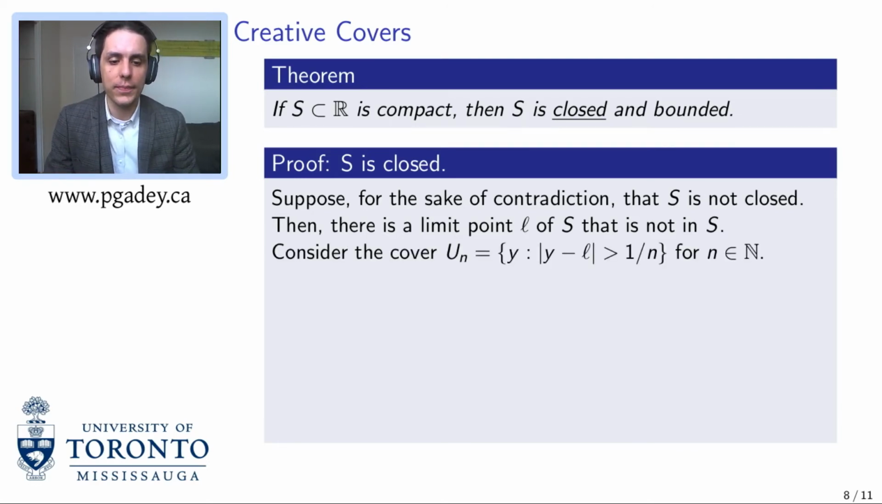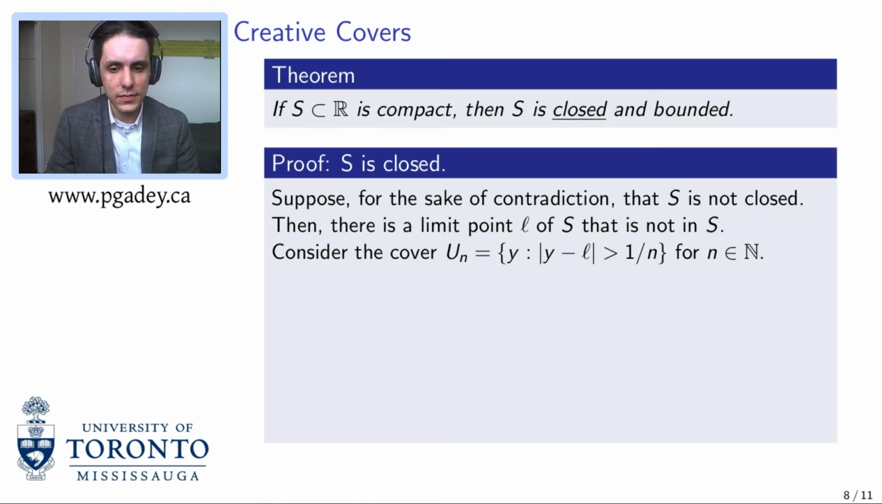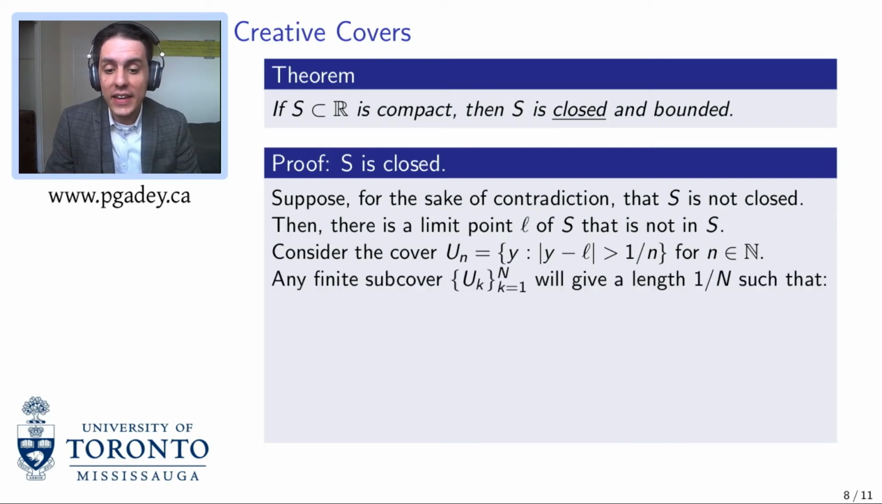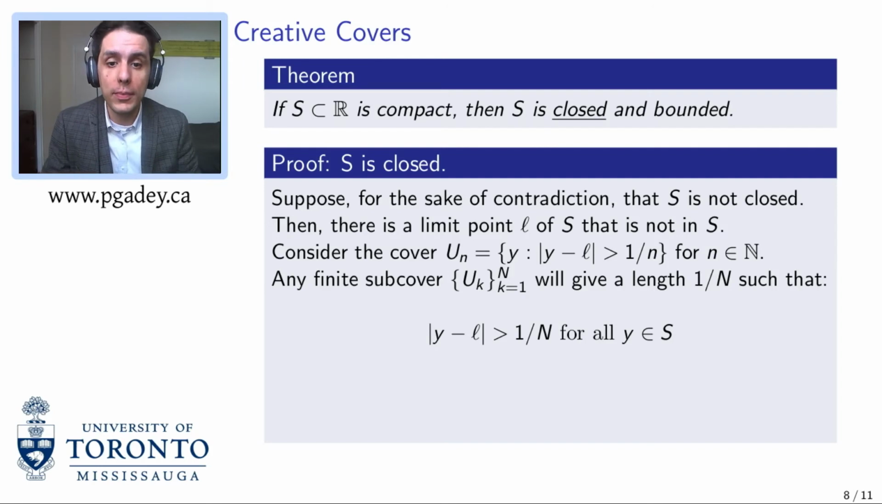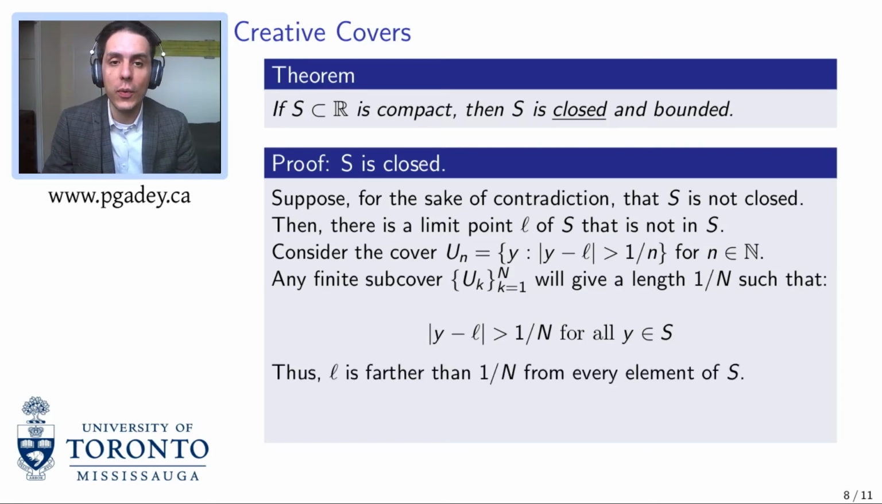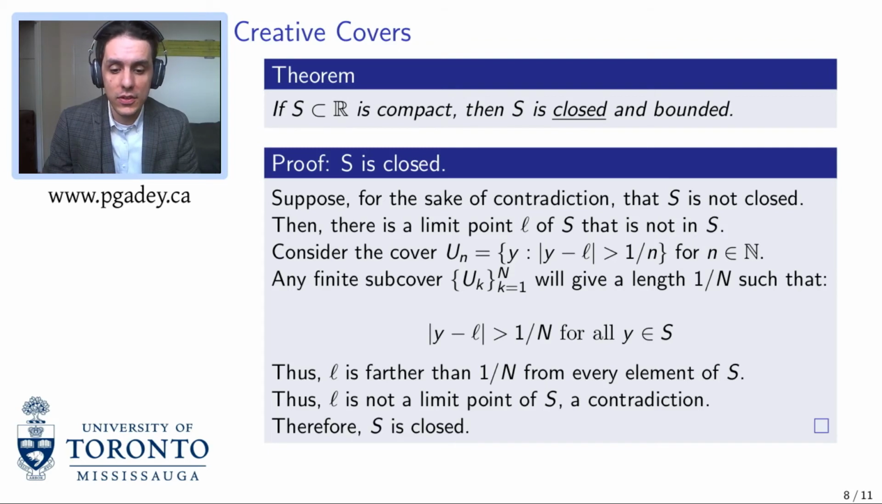So consider the following cover. So what are these sets? These are the sets of points that are bigger than 1 over n away from L. Okay, so the distance from Y to L is going to be big. It's going to be bigger than 1 over n. Okay, so any finite subcover will give some length, 1 over big N, such that |Y - L| is bigger than 1 over N for all Y in the set S. Okay, so we're going to say that the distance from the set S to our limit point is bigger than 1 over big N. Okay, so L is farther than 1 over big N from every element of S, so L cannot be a limit point because it has to be contained in all these neighborhoods. Therefore, S is closed. It can't have a limit point that's far away from it.